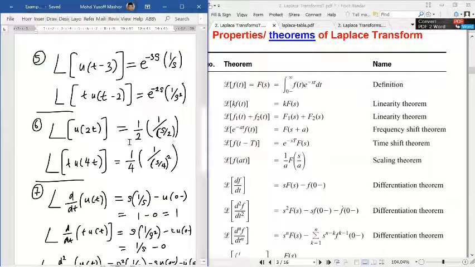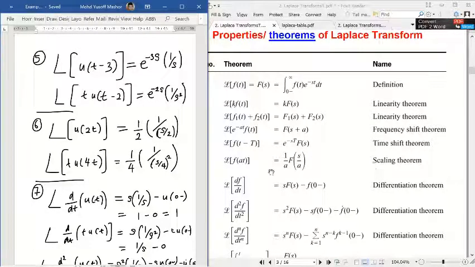Okay, let's try another one. Let's say you have the ramp function but delayed by 2. That means the ramp function, instead of starting at 0, now starts at 2. The ramp function is 1 over s squared. So delayed by 2, e to the power of minus 2s. Okay, that's how we use this time shift theorem.